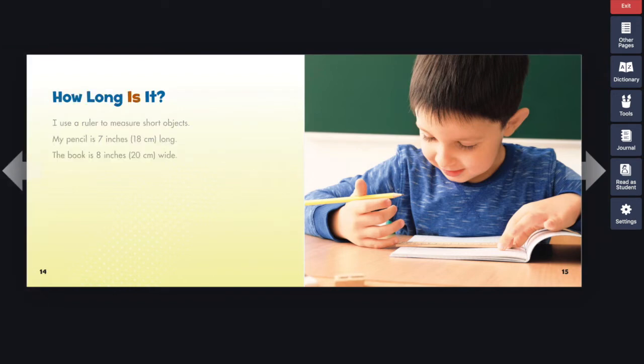How long is it? I use a ruler to measure short objects.